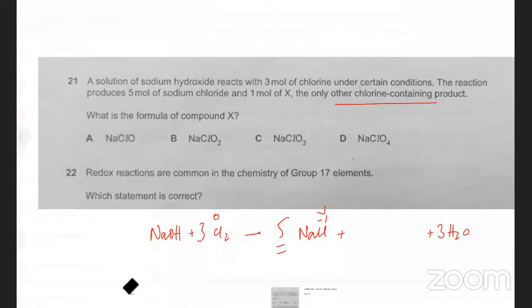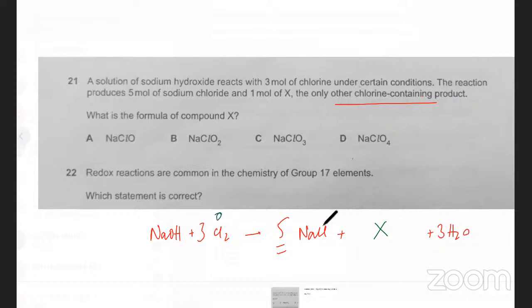So I'm going to do this question again, and let's assume we don't know what this equation is. This is what's given: NaOH reacts with 3Cl2, they already told us that, and 5 moles of NaCl and 1 mole of X are being produced. So we need to figure out what this X is. X is some chlorine-related compound, and it's 1 mole of X.